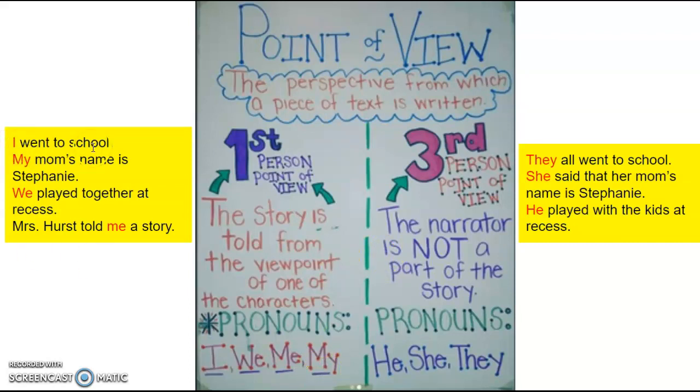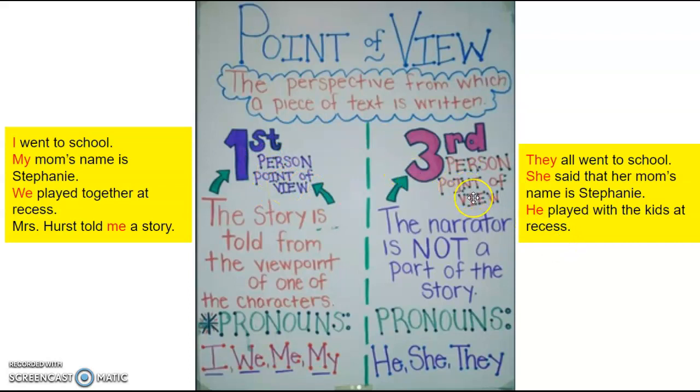I went to school. I am telling the story. My mom's name is Stephanie, and that's real. That's really my mom's name. I am telling you that story. We played together at recess. Mrs. Hurst told me a story. All of these sentences are from the first person point of view.